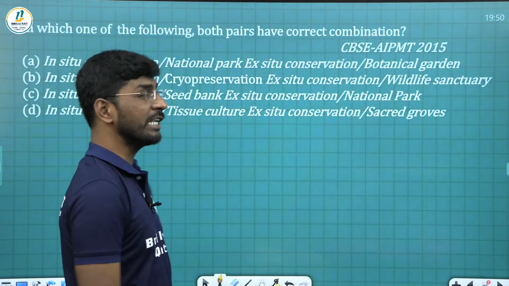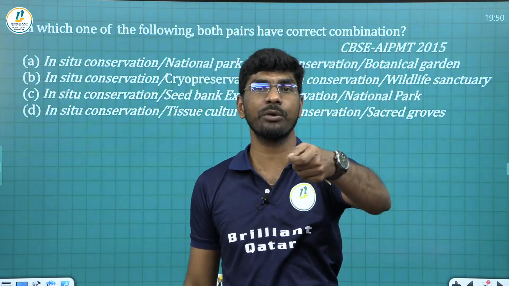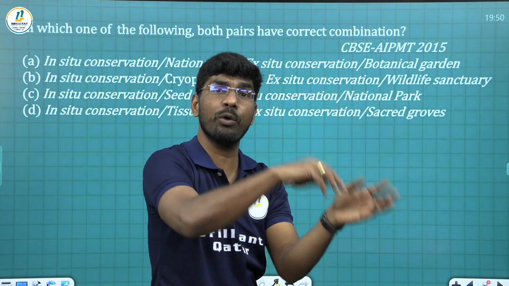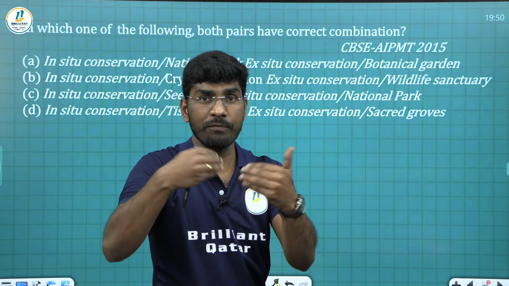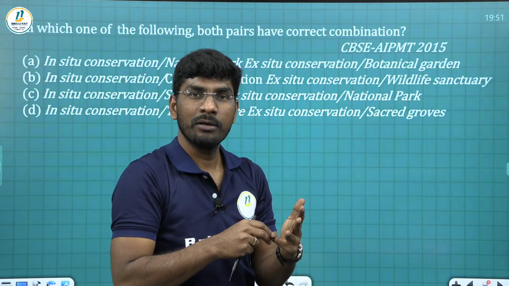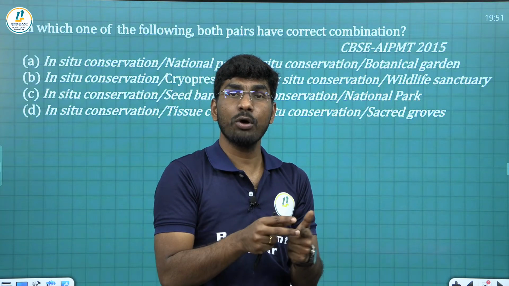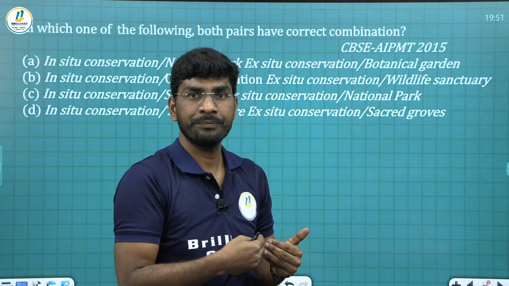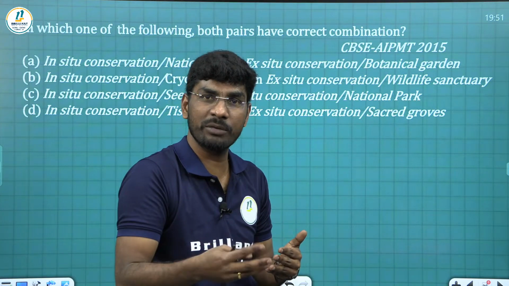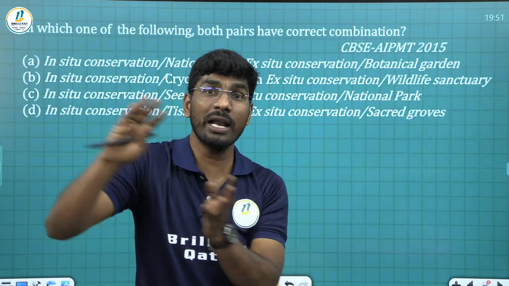Next question. In situ, ex situ conservation, CBSE 2015. Easy. You need to remember what comes under ex situ and what comes under in situ. Offsite conservation, onsite conservation. National parks, sacred groves, biosphere reserves, sanctuaries: these are all in situ conservation. Ex situ conservation includes cryopreservation, seed bank, tissue culture, zoological park, botanical garden. These are all ex situ conservation.